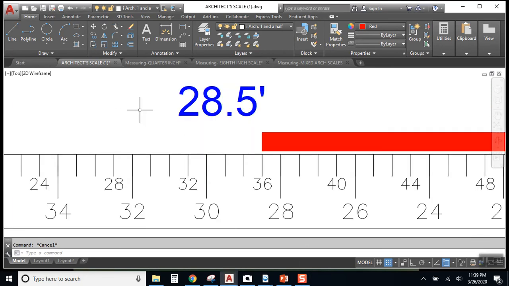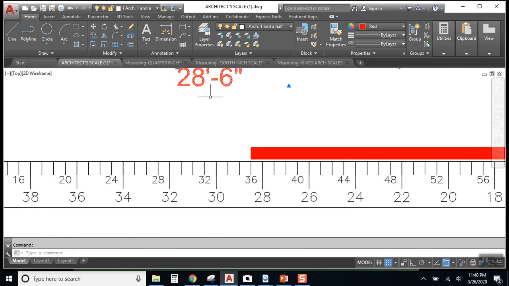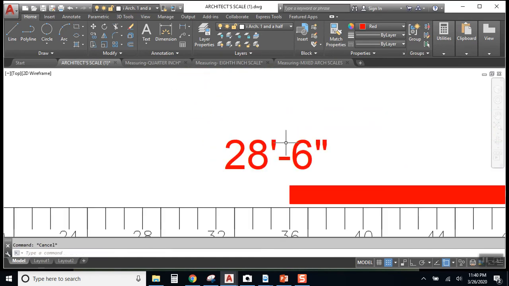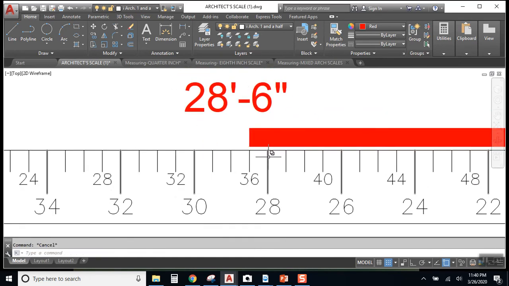Alright, so what you want to do is avoid the temptation to say that this is 28.5 feet. That would cut it in a math class, but the reality is we're not going to use decimal feet when we're measuring with an architect scale. So no, this is not 28.5 feet. It is 28.5 feet, but the way that we're going to express that is with feet and inches. So this is 28 feet and 6 more inches.